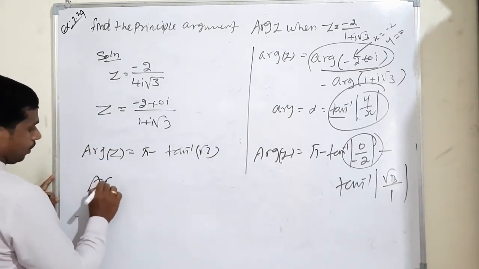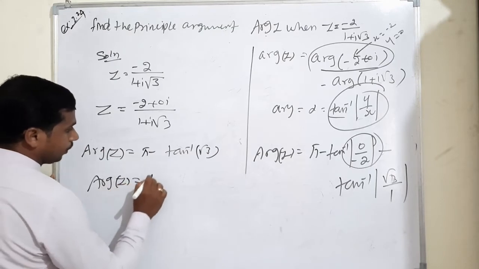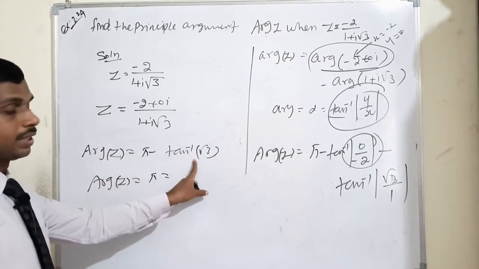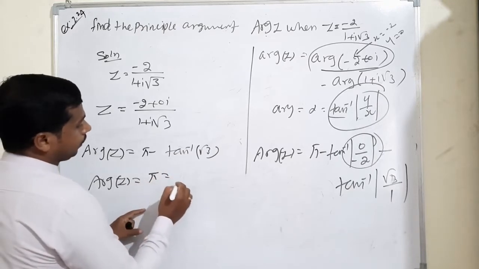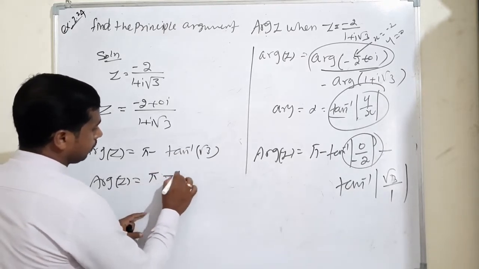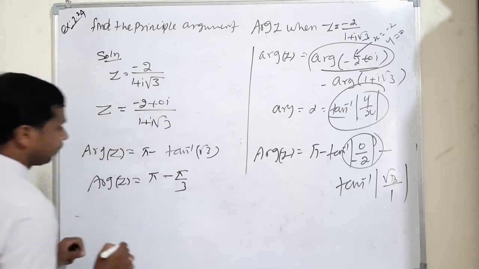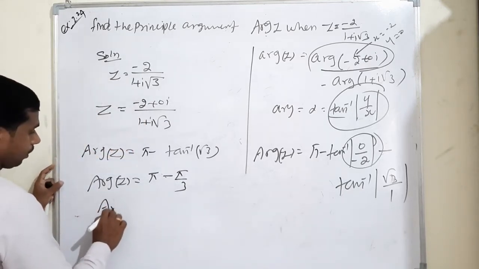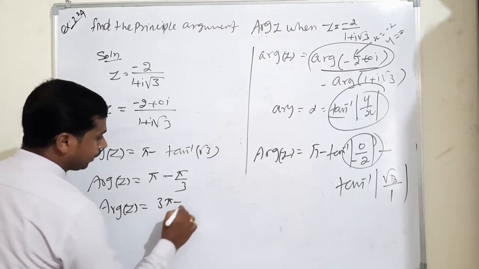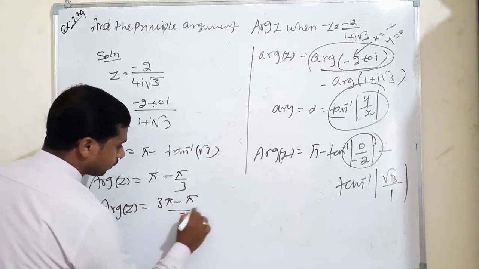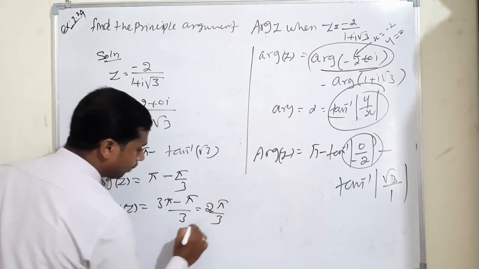Then the argument of z is equal to pi by 3, no, 60 degrees, isn't it? So listen very carefully. Pi minus pi by 3. So the answer, definitely the argument of z is equal to pi minus pi by 3. So the value will be 2 pi by 3, isn't it?